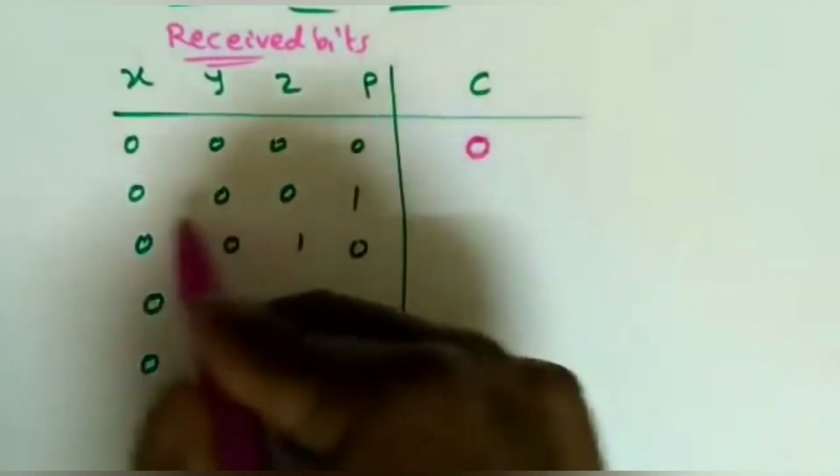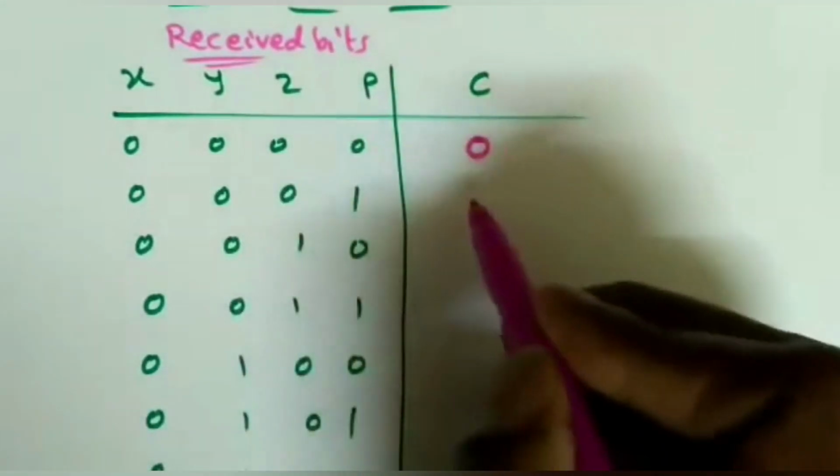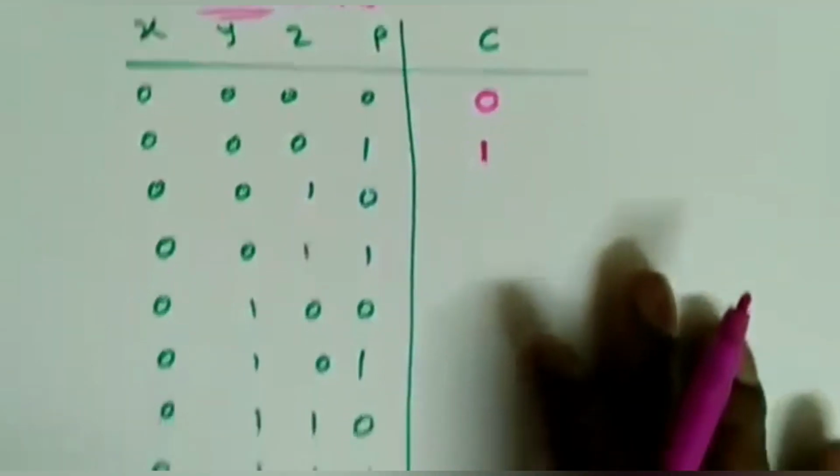Now the second one: if it counts the number of ones as odd, that means there is an error, so it will produce output as 1. That indicates that there is an error.